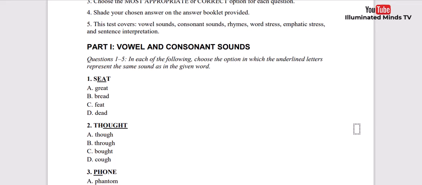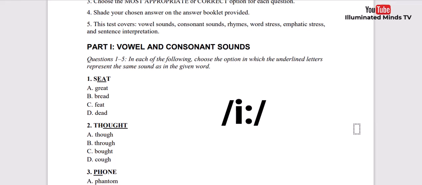Question 1 to 5. In each of the following, choose the option in which the underlined letters represent the same sound as in the given word. So the word is seat. Option A, great. Option B, bread. Option C, feet. Option D, dead. And you want to ask yourself, remember, the vowel sound that is underlined is long E. Seat. Long E. All right. And now the option that actually fits it most is option C, feet.